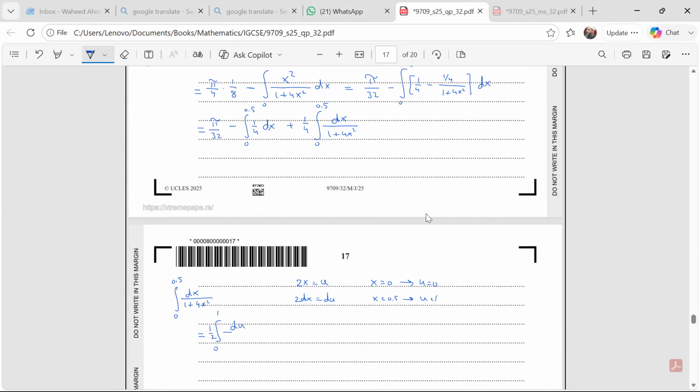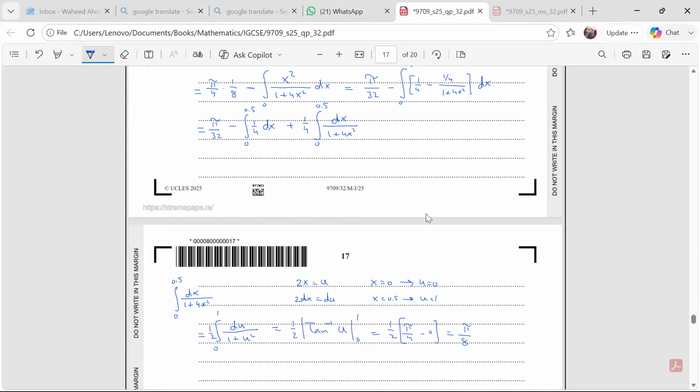And divided by 1 plus 4x squared, which is basically u squared, right? 4x squared is u squared. So of course this is equal to 1 by 2 times tangent inverse u, with limits from 0 to 1. When I put the upper limit, tangent inverse 1 is pi by 4, minus 0, and tangent inverse 0 is 0. So this is pi by 8.